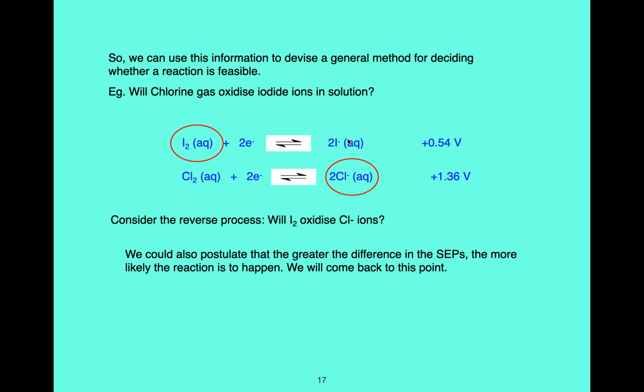At this point we could also start talking about the difference in the SEPs, the idea that the greater that difference, the more likely the reaction is to happen. It's like a driving force for the reaction. We'll talk about this more because we have to bring in Gibbs free energy, entropy, and equilibrium constants. We'll try and bring the whole thing together.